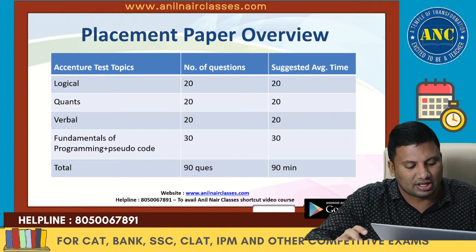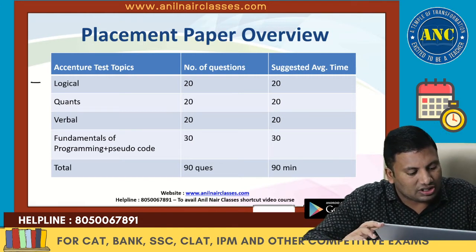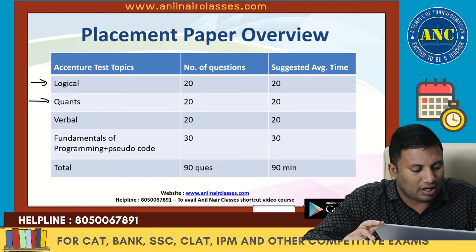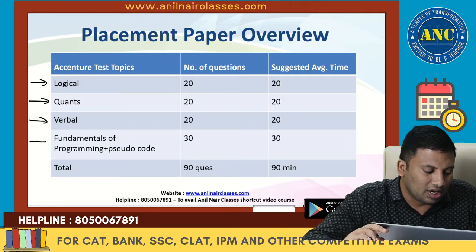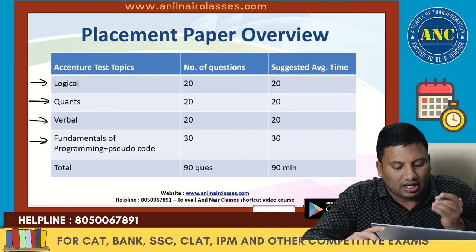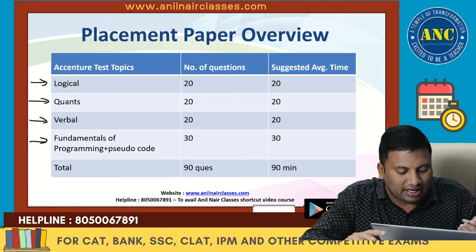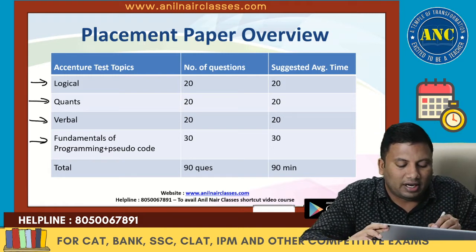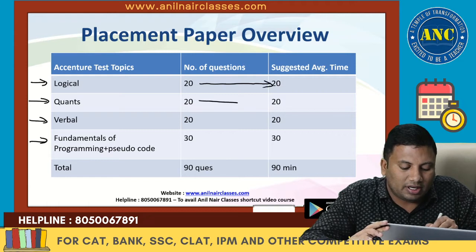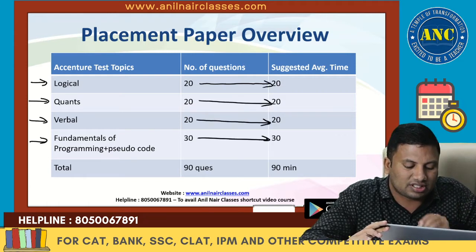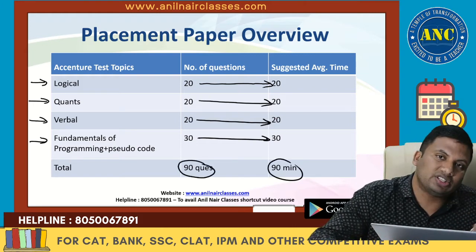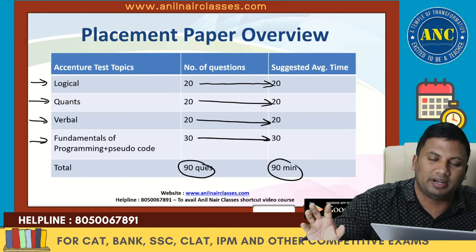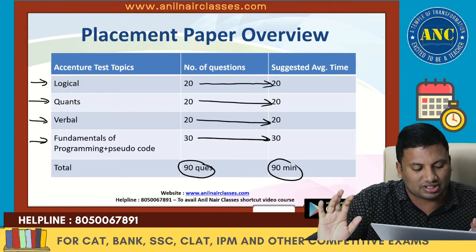Now, as we discussed, logical reasoning 20 questions, quantitative aptitude 20 questions, verbal ability 20 questions, programming 30 questions. Each has got 90 questions, 90 minutes, 1 question 1 minute. So 20 questions 20 minutes, 20 questions 20 minutes, 20 questions 20 minutes, 30 questions 30 minutes, 90 questions 90 minutes. So each and every section has got the time limit equivalent to the number of questions that are there in that particular section.